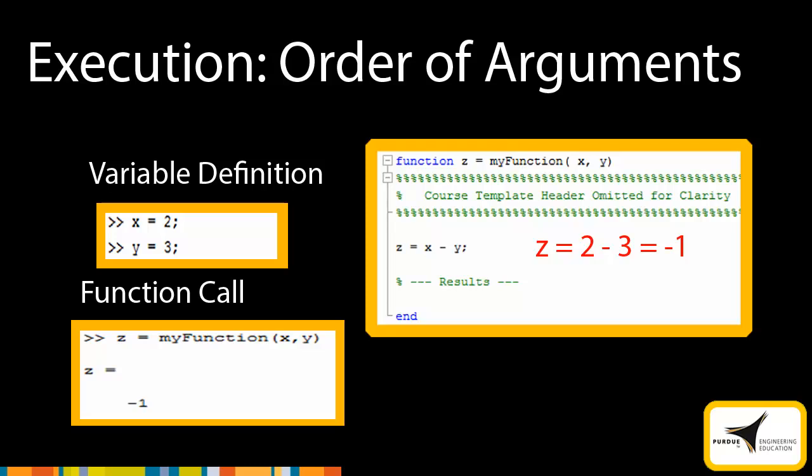In this case, the only output is z. So MATLAB returns the calculated value of z to the function call in the command window. The variable z is now assigned a value of -1 and appears in the command window workspace.